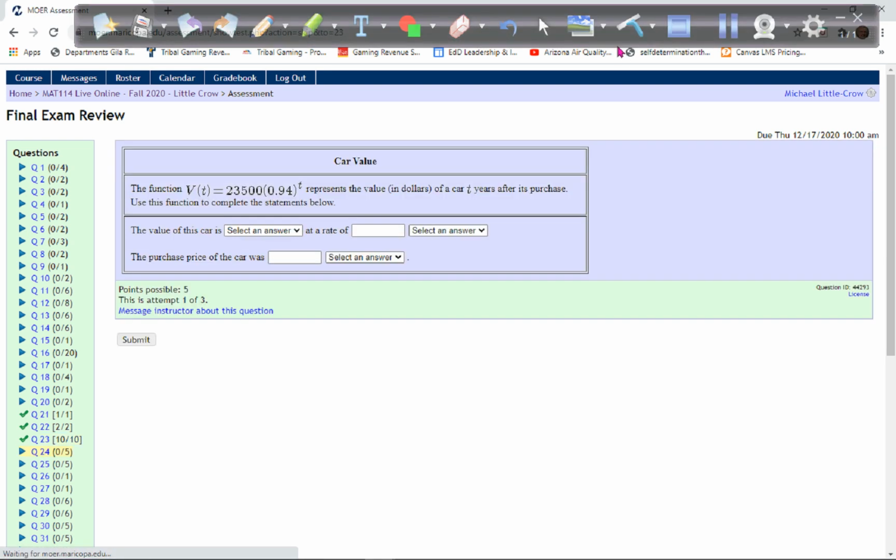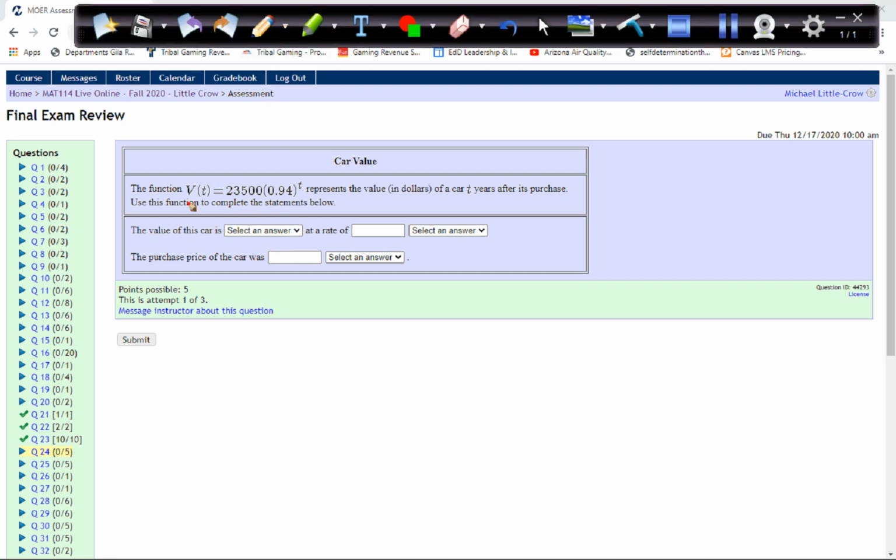Okay, 24. So now we're given an exponential function, and I just look at that first before I look at too much, and I see there's a variable t that's the exponent, and then there's an output V of t. So what do they mean? Well, t is years. I just read that. t is the number of years. And this equation represents the value in dollars, so that's why V is going to be dollars.